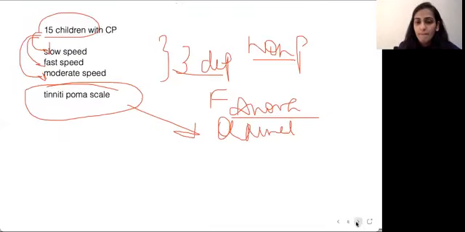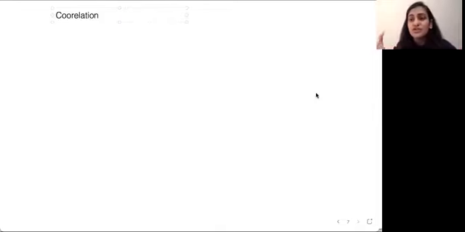Awesome. The next thing we're going to talk about is correlation. I kept saying correlation coefficient even before, but I never really explained what correlation was. Correlation is when you are identifying a relationship between two variables. When you identify a relationship between two variables, that's called correlation.